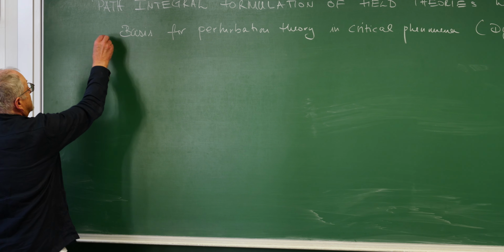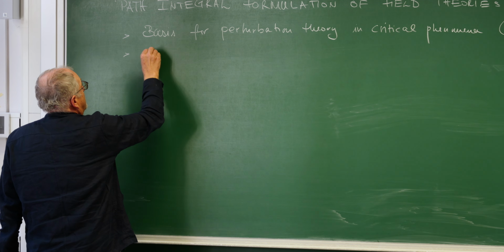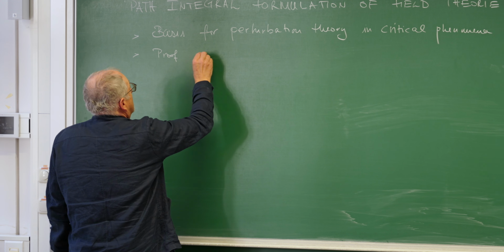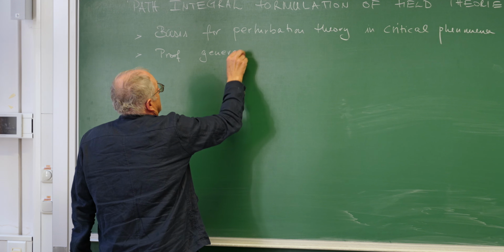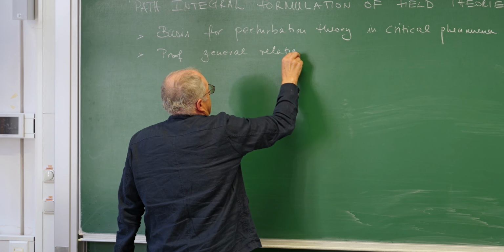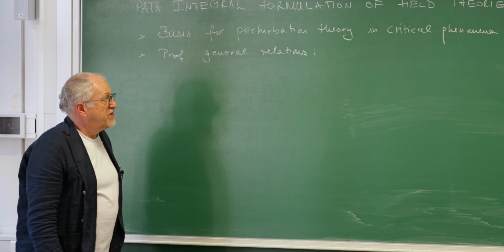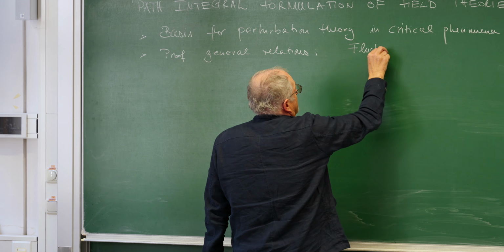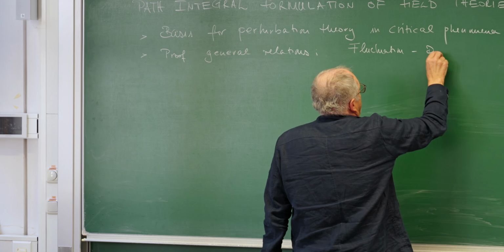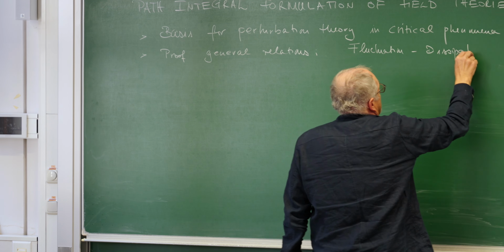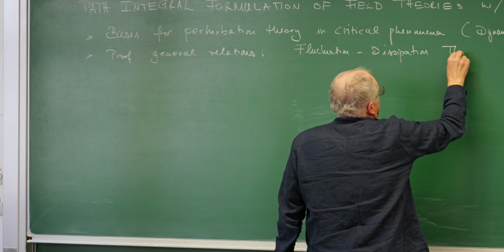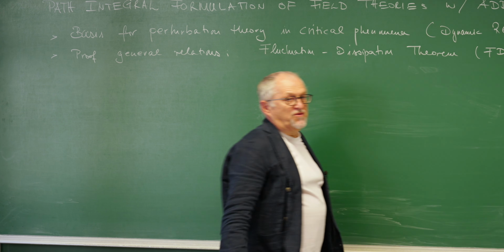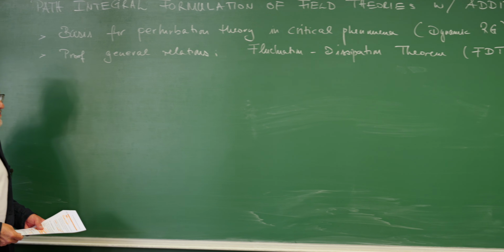Another reason for studying path integrals is you can actually prove fairly straightforwardly general relations. And among those general relations, what we'll have is the so-called fluctuation dissipation theorem. That's a theorem that relates response and correlation functions. We have seen simple examples for that.